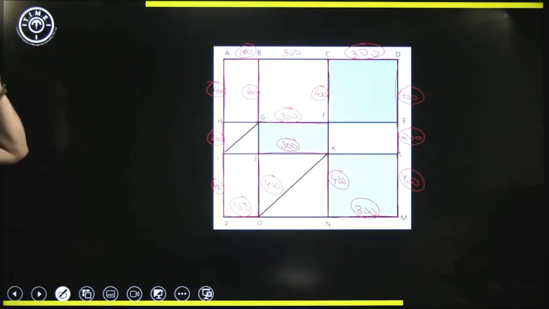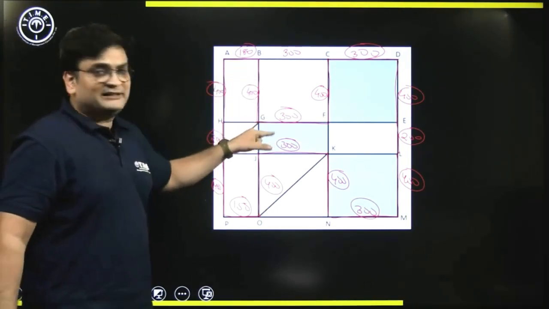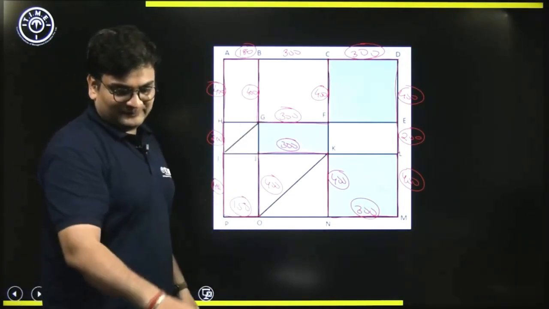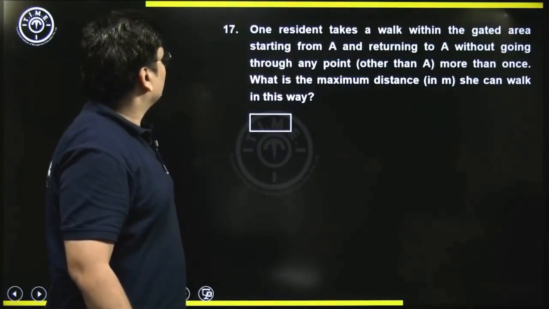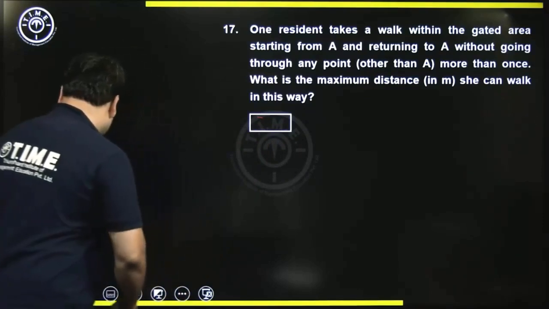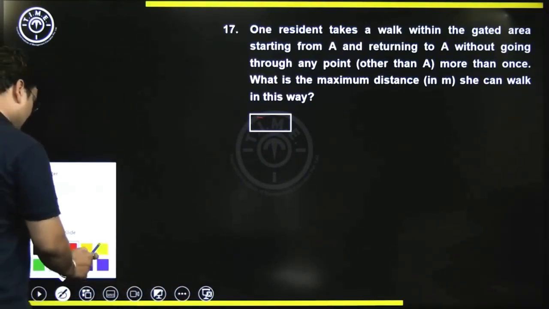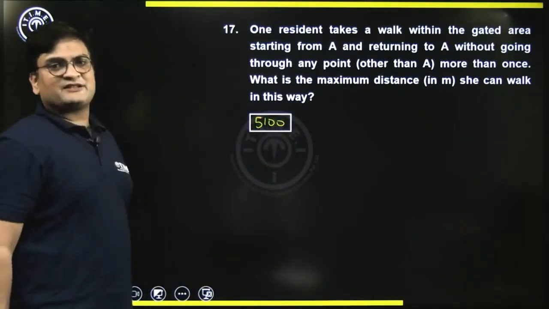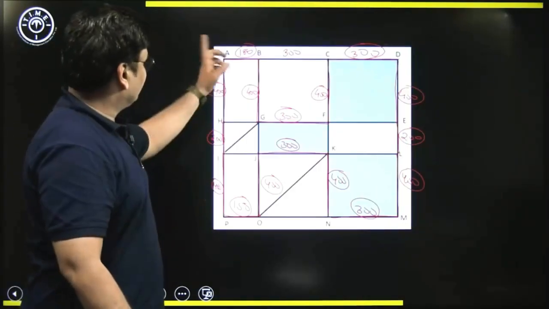All the paths that she has moved on, I have highlighted and also circled the distances. So it will be 5100 when you add them all. Which option choice will it be? Okay, we do not have options. He's asking us the maximum distance in meters. We'll write 5100. That should be our answer for this question. And this is a path that she can take.